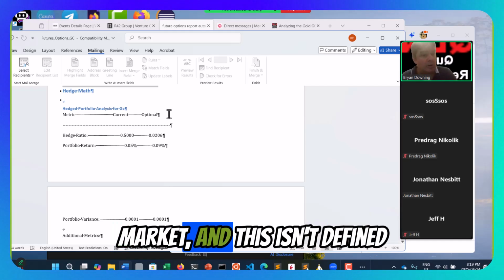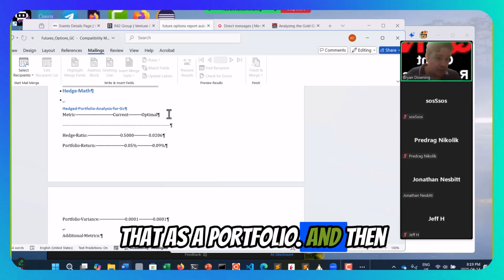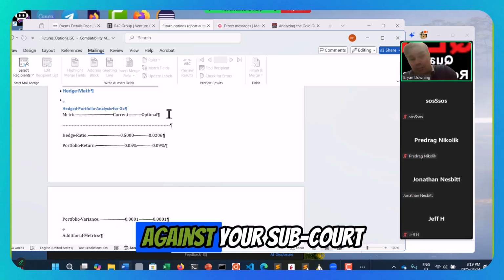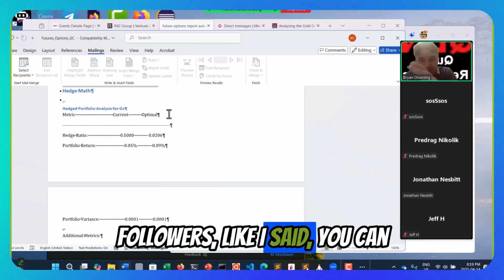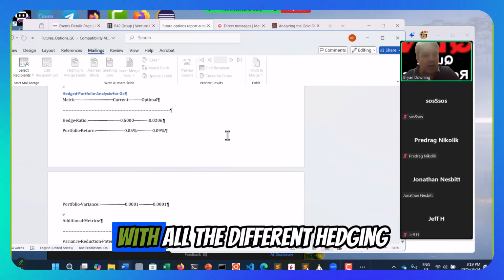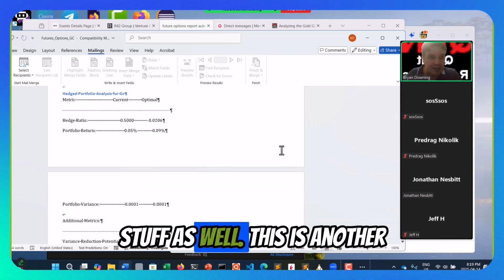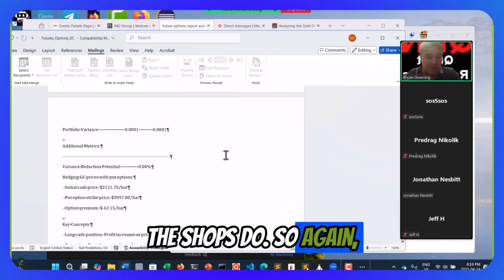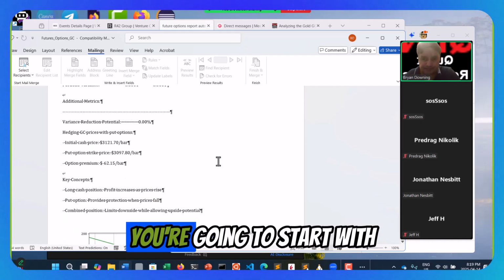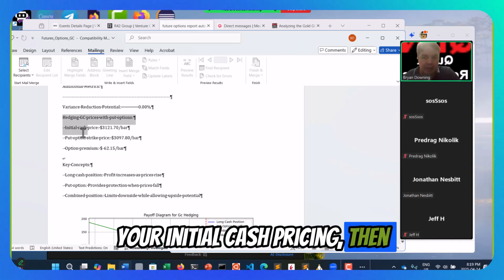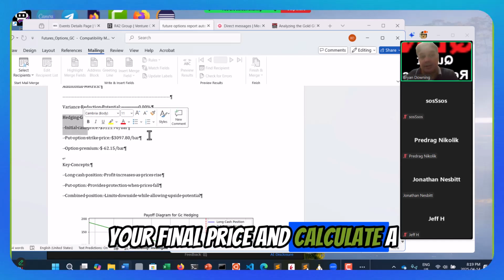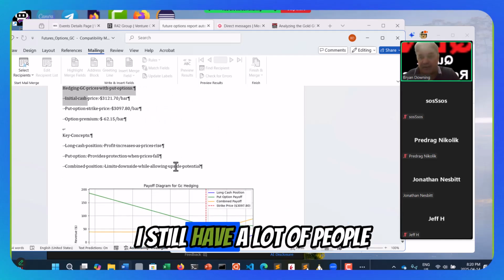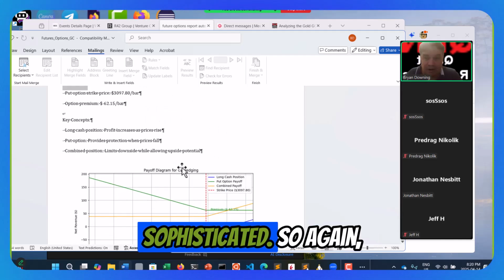You can do the same thing with the market indices and define that as a portfolio, and then run overall portfolio analysis against your sub portfolios, I guess you can call it. So you can do that with all the different hedging and arbitrage and all that fun stuff as well. This is another sophisticated thing a lot of the shops do. So again, you're going to start with your initial cash price and then your final price and calculate a P&L and all that fun stuff. Lost a lot of people already. It's that sophisticated.